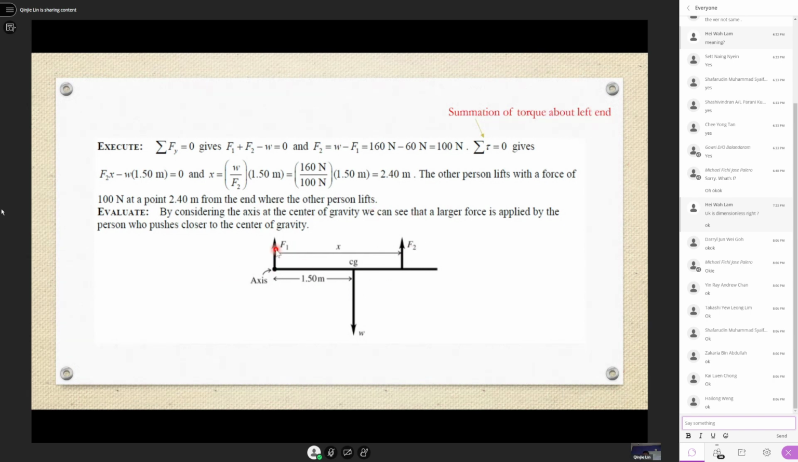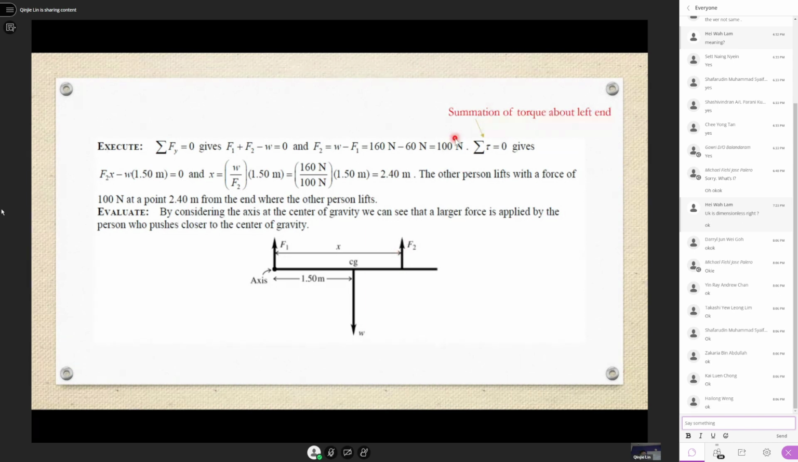Okay, F1 they tell you is 60, they already tell you. Okay, so for this case, right, you will be doing summation of forces in your Y direction, which will give you F1 plus F2, because they are both pointing up, minus W, because W is pointing down, must be equal to 0. Okay, so from here, you will be able to solve for your F2. F1 and W are known. They tell F1 is 60, W is 160. So from here, you already know that this force pointing upwards has a value of 100 newtons.